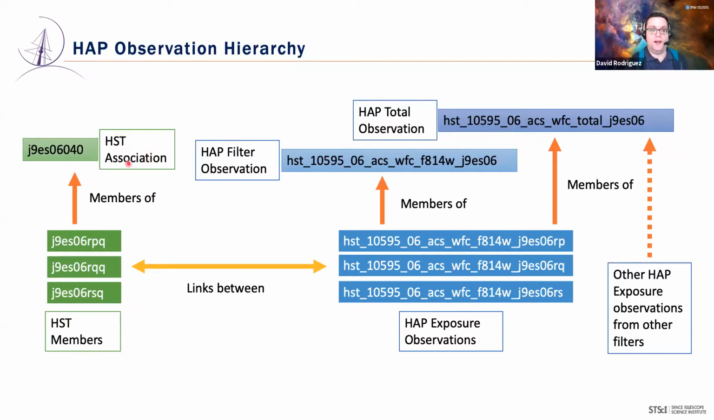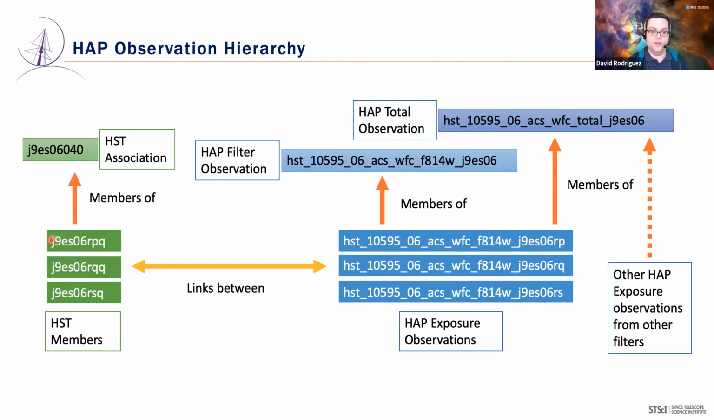So you may be familiar with the HST association. That is one of your high-level files that is comprised of multiple HST members that have been combined, co-added together to a final image. So this is pretty standard. This is what we've already been providing. HAP is this new thing. You can see that the file names or the observation names are much longer. They're more descriptive, or at least more human readable, right?